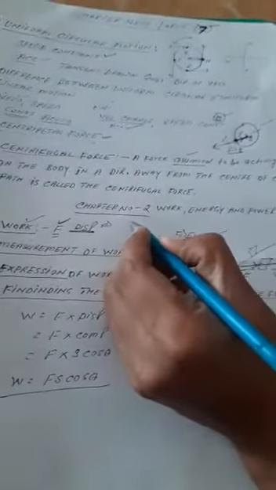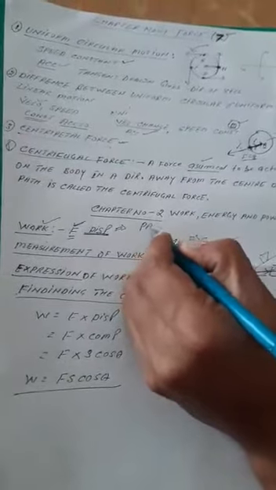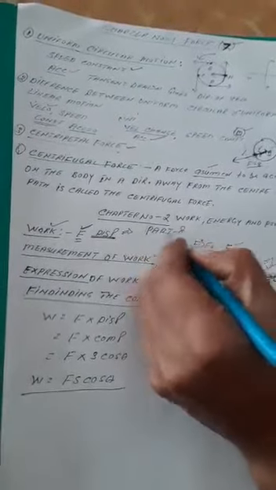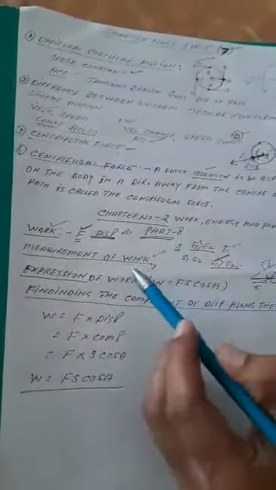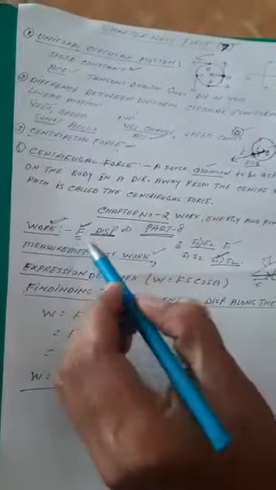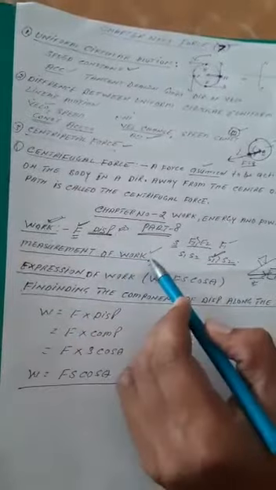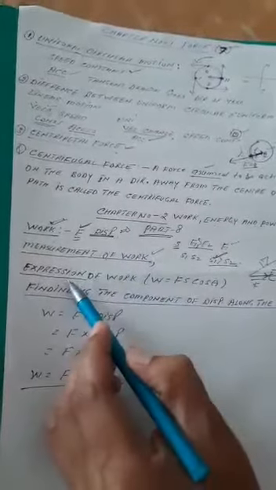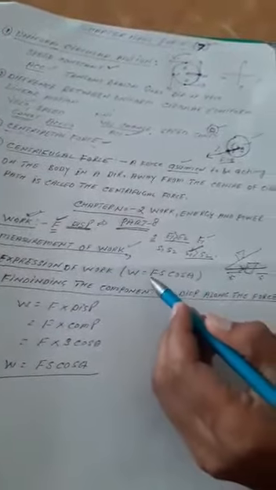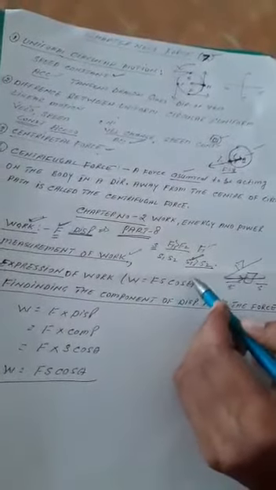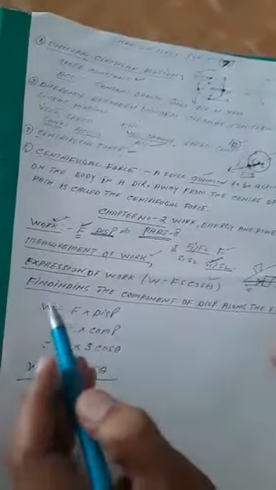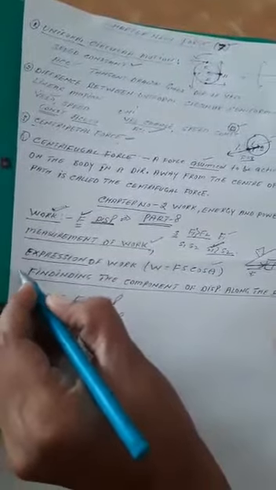This is the eighth part. Last time we discussed what is work, and I told you that it depends upon force and displacement. Then measurement of work we have discussed. Then the expression for work was W equal to Fs cos theta. And then I told you how you can find this expression.